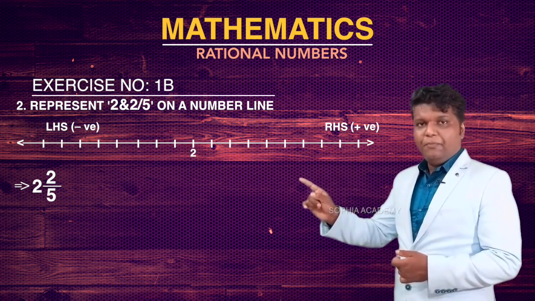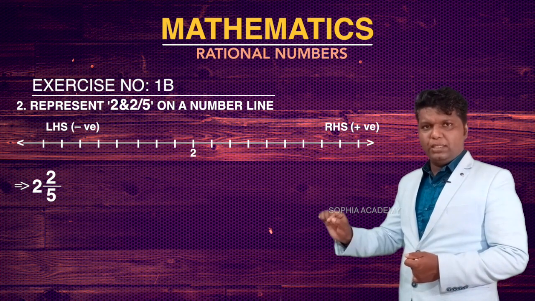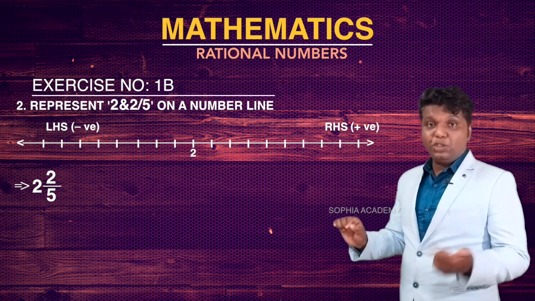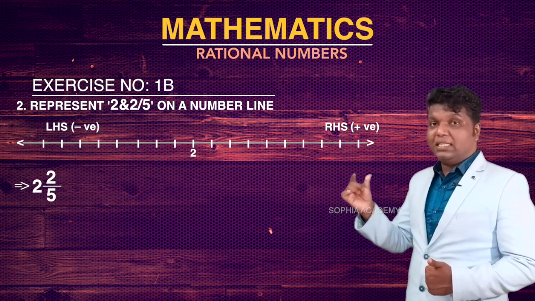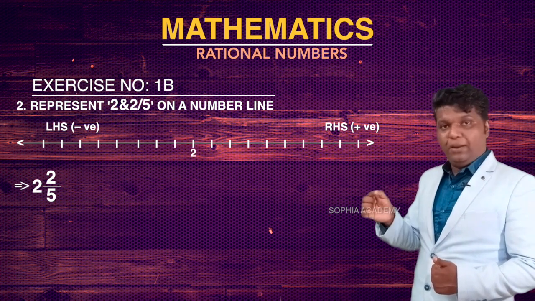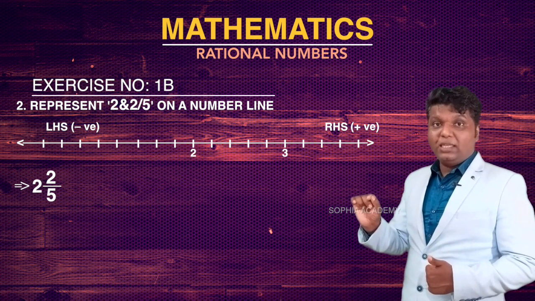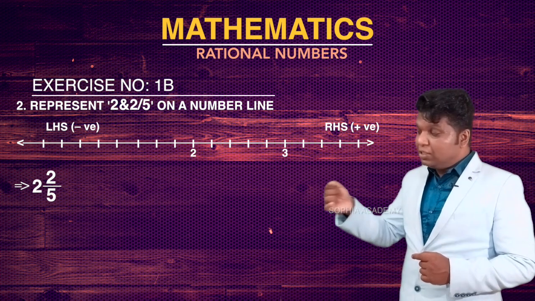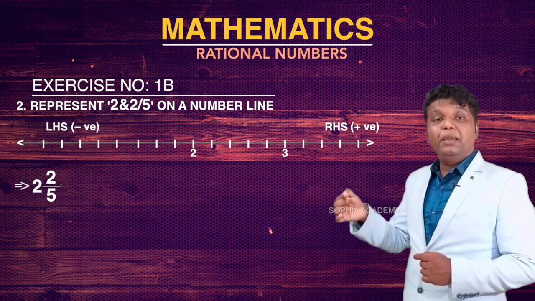So just mark a point there. Take it as 2, the very first point, take it as 2 itself. After this 2, we want 2 by 5, right? So take 5 portions towards the right. Take 5 equal distances towards the right: 1, 2, 3, 4, 5. The fifth point will be what? After 2, what is the next number? It will be 3. So this fifth portion, or this fifth part, will be 3.